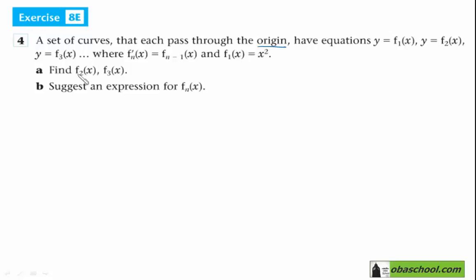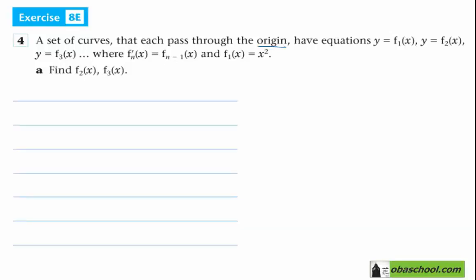We are given that the first function f1 of x is equal to x squared. Now we are asked in part A to find f2 of x and f3 of x. Then in part B, we are asked to suggest an expression for fn of x. First of all, let's think logically about f2 of x and f1 of x. We already have the relation f prime n of x equal to f n minus 1 of x.